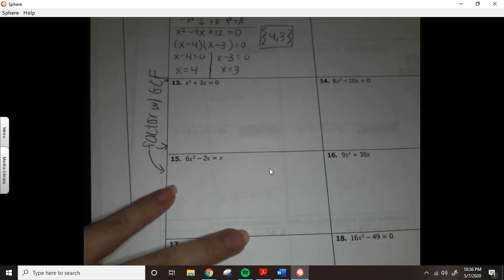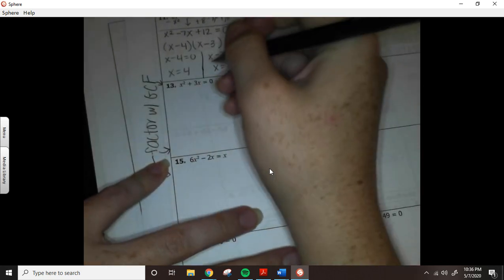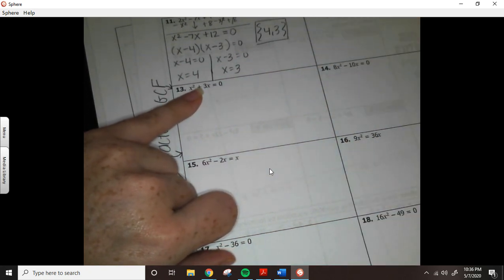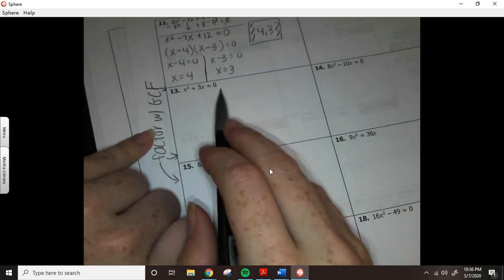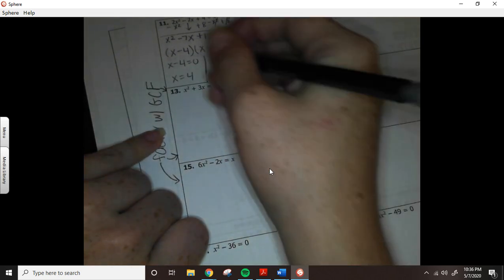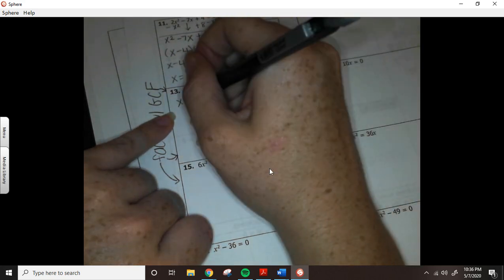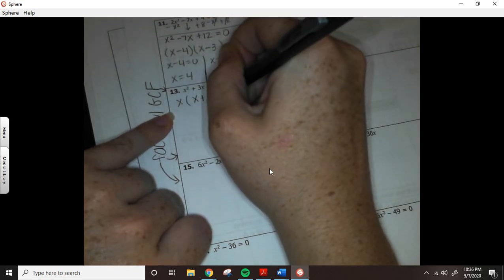So for number 13 and 15, all you need is the GCF. So number 13, this is equal to 0, so that's good. We're going to take a look at these 2 terms because remember, it's 2 terms. If you have 2 terms, it's not a trinomial, so you can't be like, oh, adds and multiplies. So with this problem, we're going to take out x, because they both share an x, and then what are we left with? X plus 3.